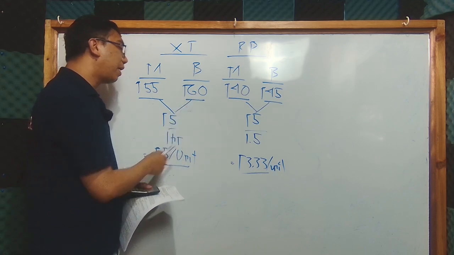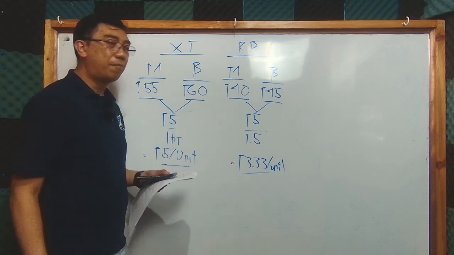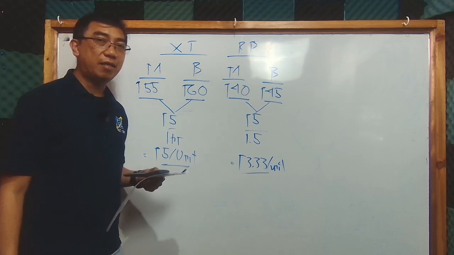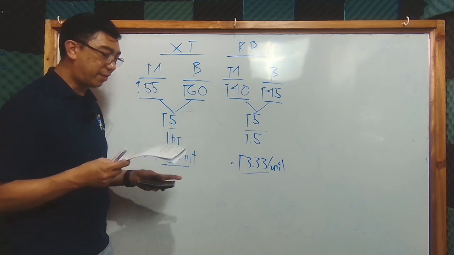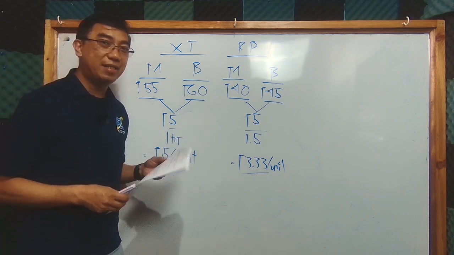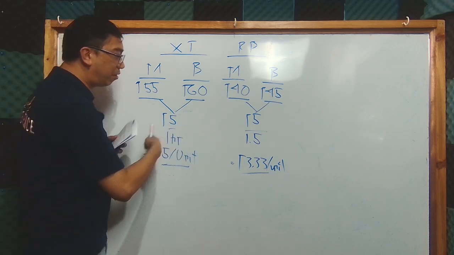Compared to RP, magkano lang? 3.33. Opportunity cost per hour lang siya if it was acquired from an outside supplier. Answer, letter A. Class, it will become more challenging, ha? So ngayon, kumbaga, groundworks lang to.